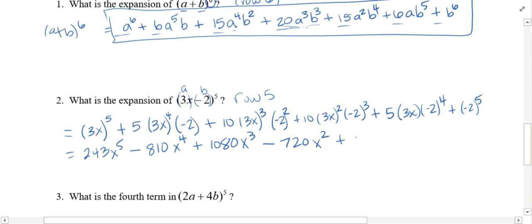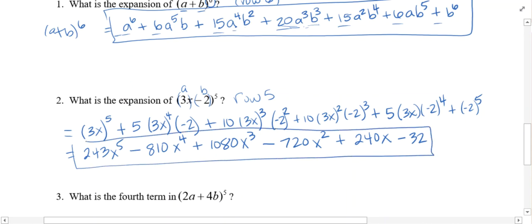The next one is going to be a plus, so we have negative 2 to the 4th, and then times 15. Then we get 240x. And the last one is a minus 32. So that is your final expansion.